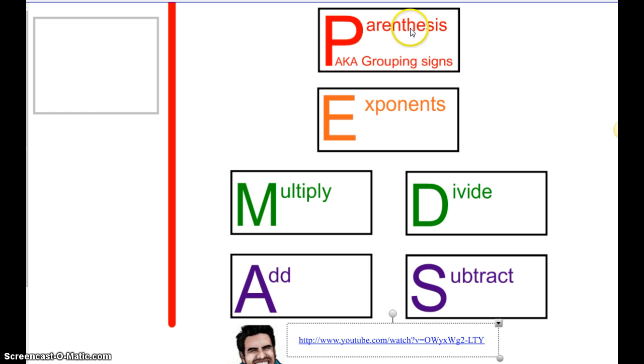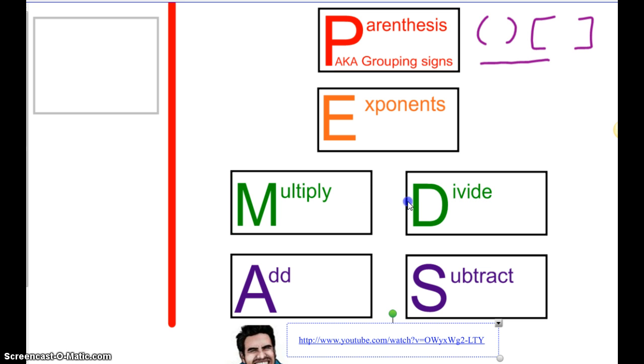Here we go. Parentheses is on the top, also known as grouping symbols, grouping signs. So that could be these guys, it could be these guys, it could be this. If you have a division bar, you do everything on the top, everything on the bottom. Sometimes people like to put in grouping symbols just to remind themselves that they should do that first. Then comes exponents for your E. Multiply and divide.